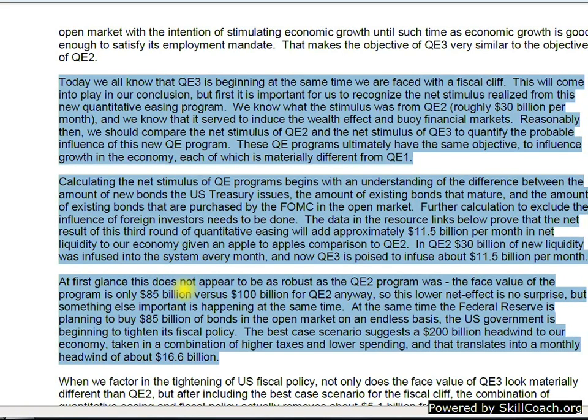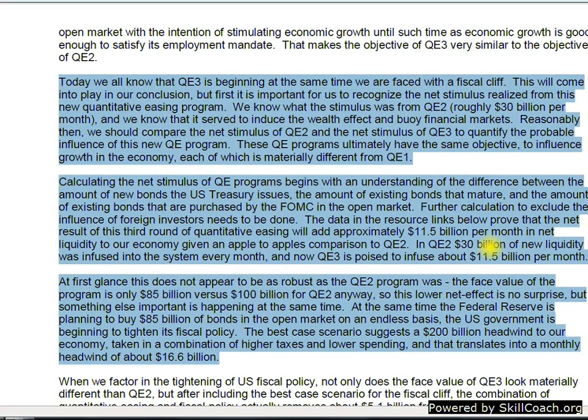QE2 was largely stimulative. There was about $30 billion of new liquidity infused into the system every month. The face value was $100 billion, but the Treasury was also issuing more bonds. So the real number was about $30 billion. This QE3 program, this endless stimulus program, on the surface, is also stimulative, to the tune of about $11.5 billion every month.